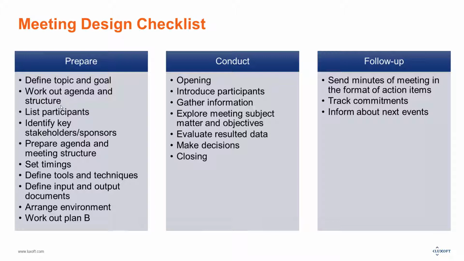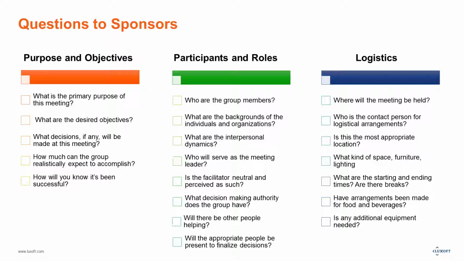Then you should list the participants that are necessary for your meeting and identify stakeholders or sponsors. These are the decision makers, the people who can make decisions during the meeting, because if there are only participants and the meeting needs some decision making, then there is no use in this meeting. You can explore and evaluate information only, and then you probably need to invite some people who can decide something on the input that you're providing. Then you prepare the agenda and meeting structure. I have doubles here, double items.